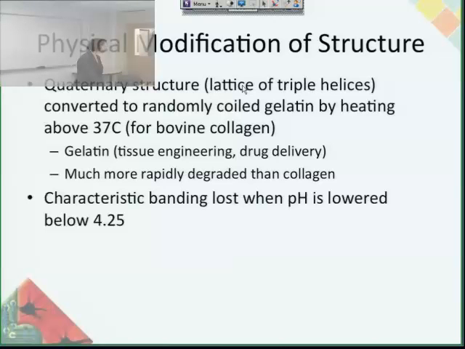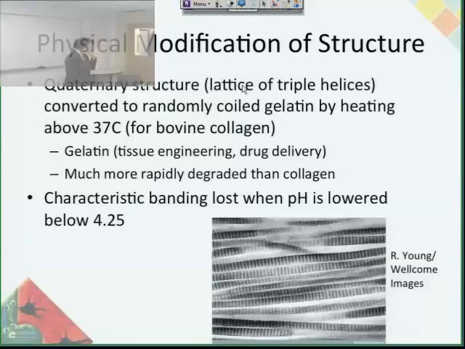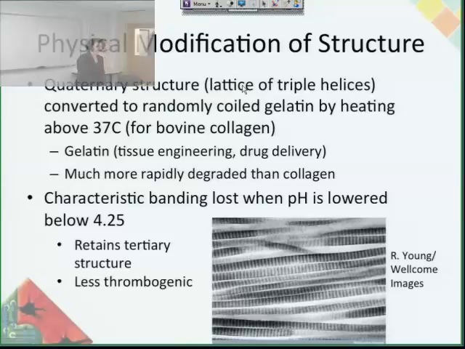But another way that you can physically modify the structure is the banding that's characteristic of collagen. So that's a picture of collagen that has that characteristic banding, and that means that the quaternary structure is intact. If you lower the pH below around 4.25, that banding will disappear, but the tertiary structure of collagen is still there.